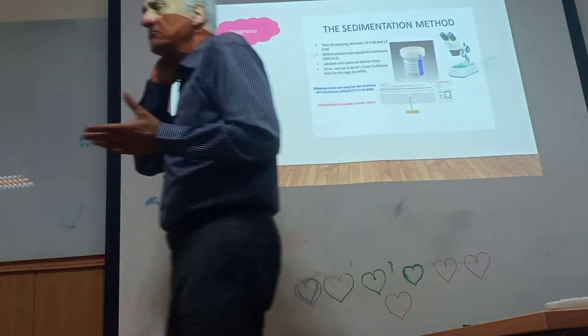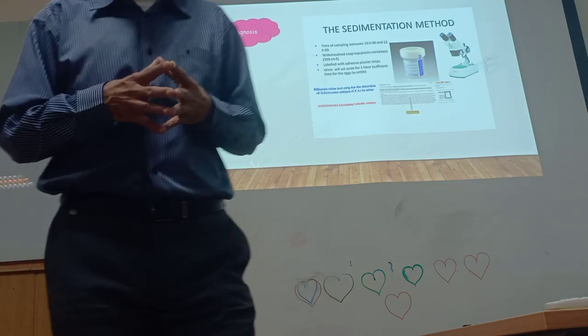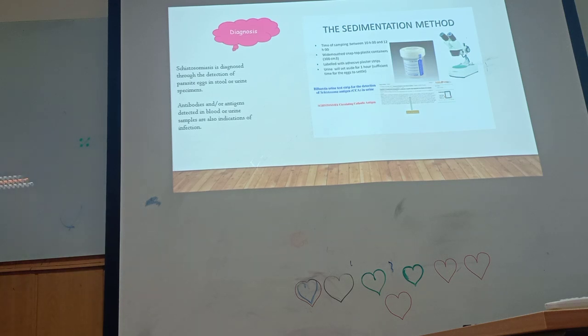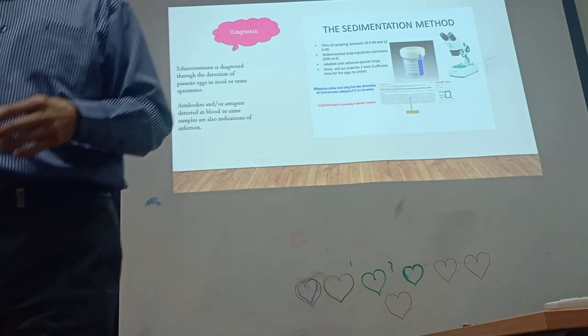For diagnosis, it depends on the species of the parasite. For Schistosoma haematobium, you may have the eggs in the urine sample, and for mansoni and japonicum, you have to look for eggs in stool samples. It's very obvious to detect the eggs. Antibody and antigen detection is also another route.